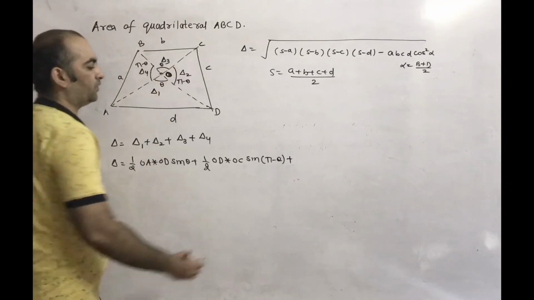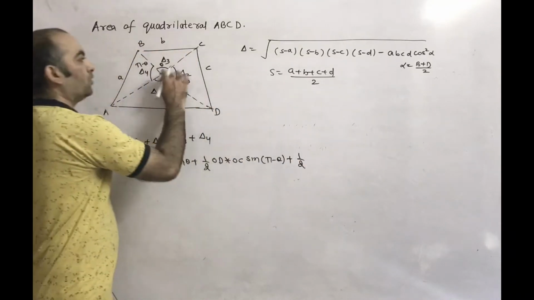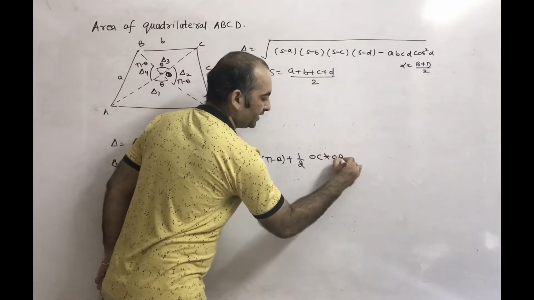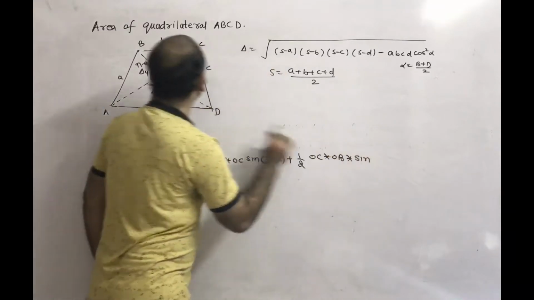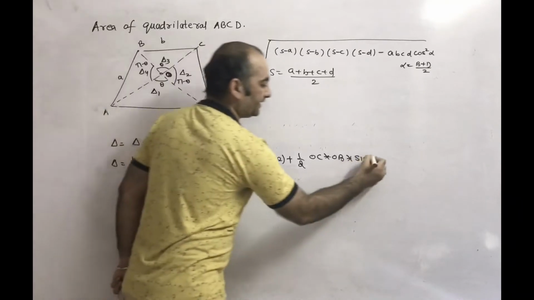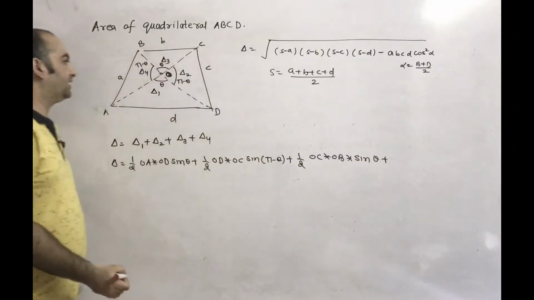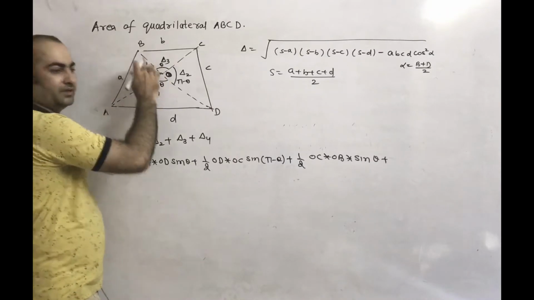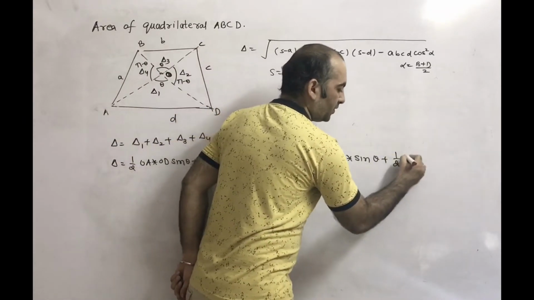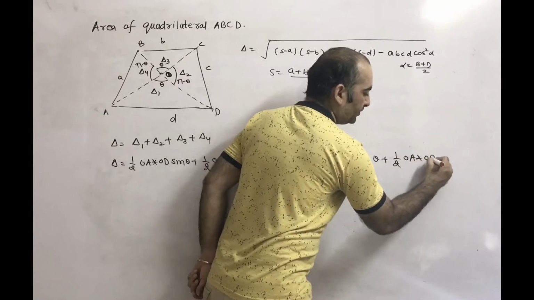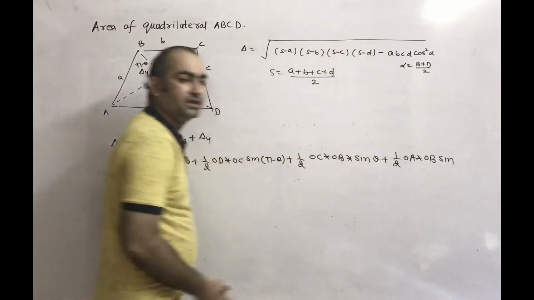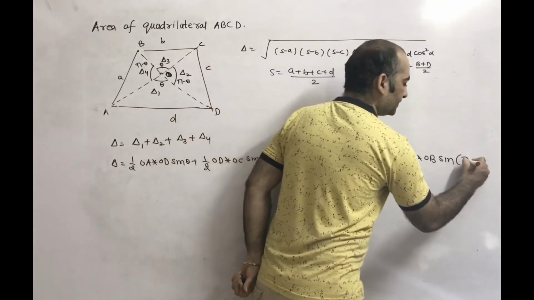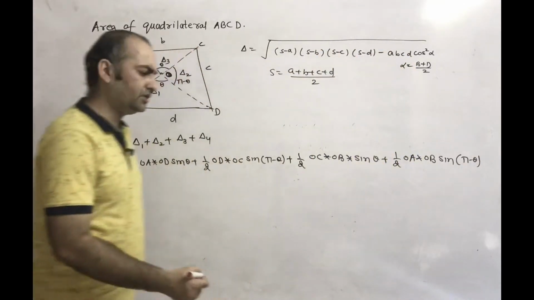This is 1 by 2 OC into OB into sine of this angle, theta, sine of theta, plus delta 4, this one. So this is 1 by 2 OA into OB into sine of pi minus theta. This will come. Okay, so we simplify this one.